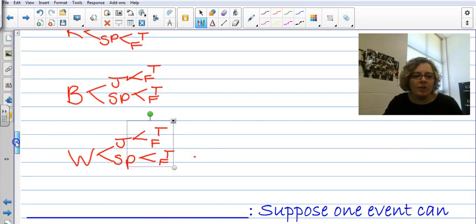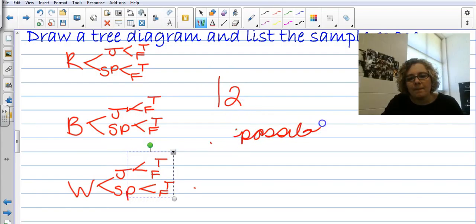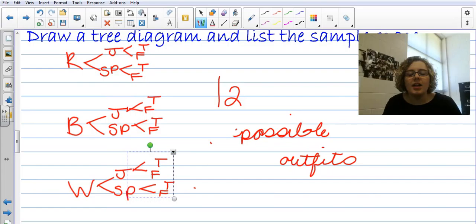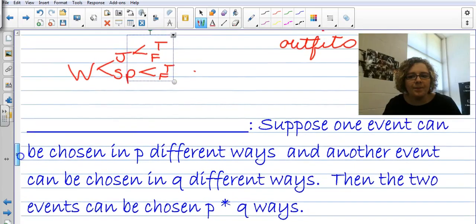And then you can count your total number of outcomes. 1, 2, 3, 4, 5, 6, 7, 8, 9, 10, 11, 12. So there's 12 possible outfits. All right, so that is an efficient way, well, not efficient, but that can help you find how many possible ways. But you agree that if the numbers are large, that would take a long time.